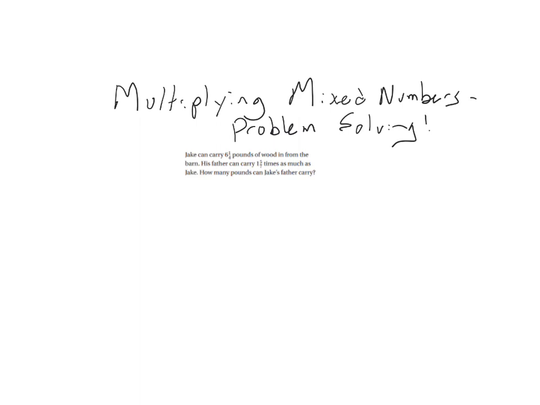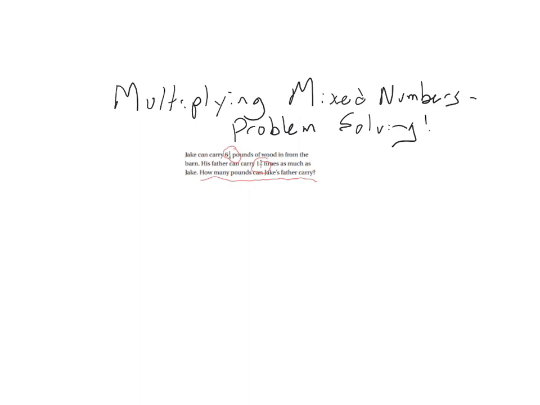So the first thing that we need to do, anytime that we're working with word problems like this, is identify our important information. So the first thing we're going to do is circle the important numbers. It says Jake can carry 6 and 1/4 pounds, and his father can carry 1 and 5/7 times as much. And the question that's being asked, we're also going to underline: how many pounds can Jake's father carry?